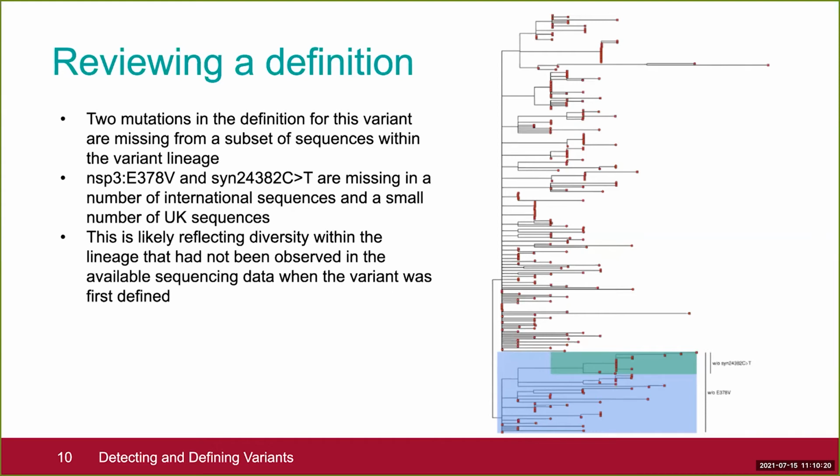And so it probably is reflecting some unsampled diversity at the point that we defined this particular variant. So the likelihood is we'd only sampled from this top part of the clade when we created the definition, but actually there was this bottom half that was undersampled that we weren't capturing very effectively. So we had to revise our definition and take those 2 mutations away so that we could still identify the cases that were coming from these outside pieces of the tree.